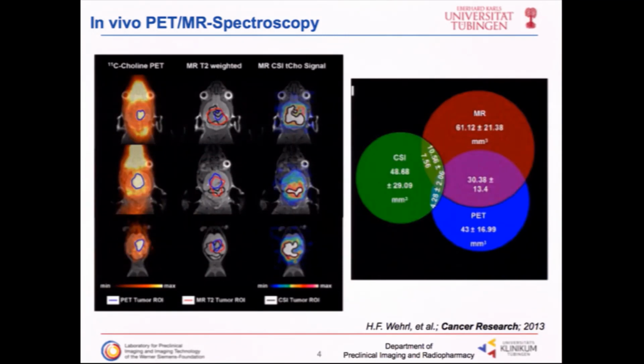Here's another kind of PET MR setup. This was given from Tübingen. And here they're looking at a C11 choline PET image, a T2 weighted MR image, and then this MR chemical shift imaging here. They're showing the different volumes of tumor. So the blue is the PET volume, the red is the T2 weighted MR volume, and the black is the chemical shift imaging tumor volume for the MR also, showing that it's giving some different information. So this is something that's quite interesting.